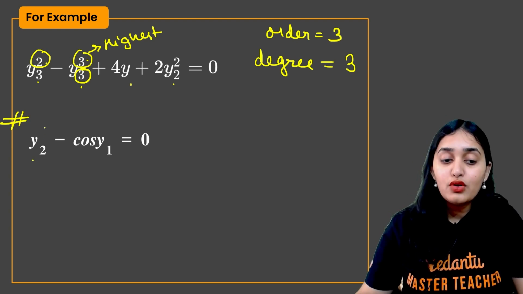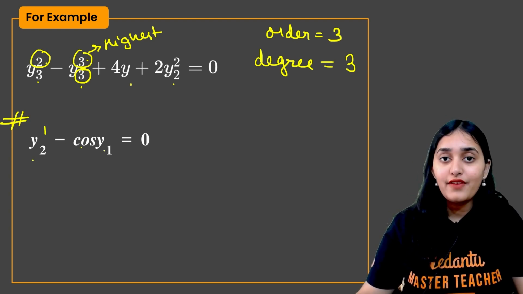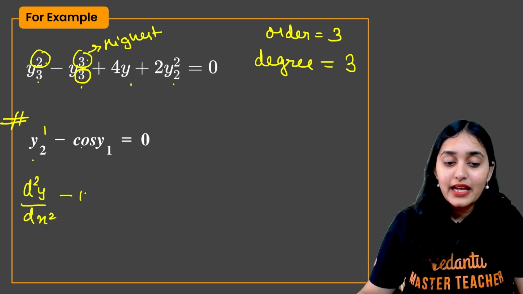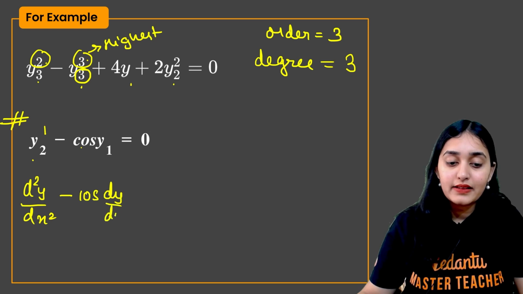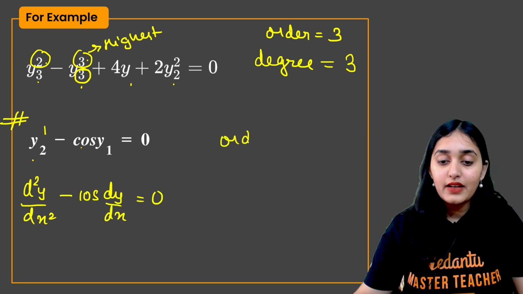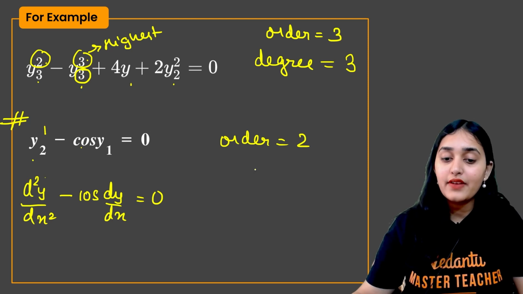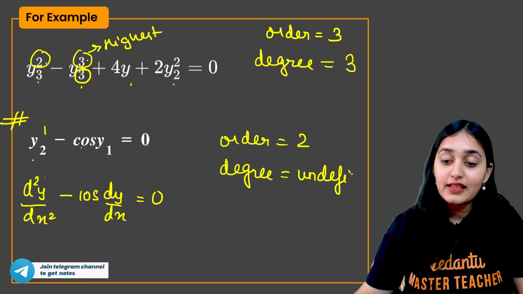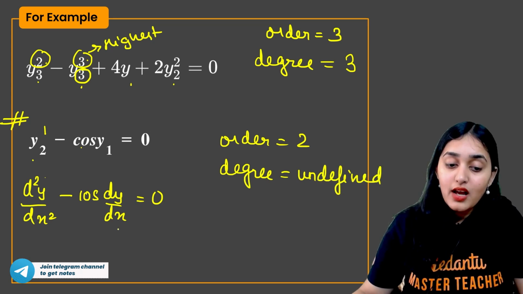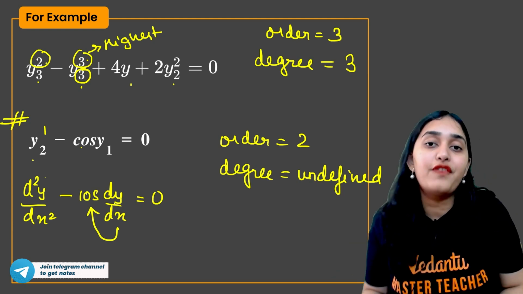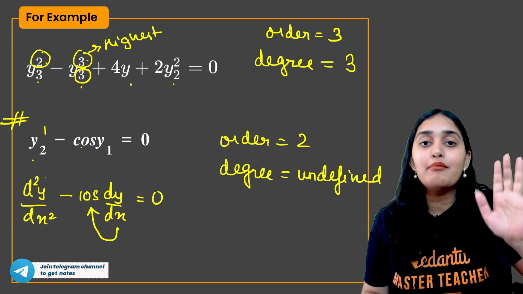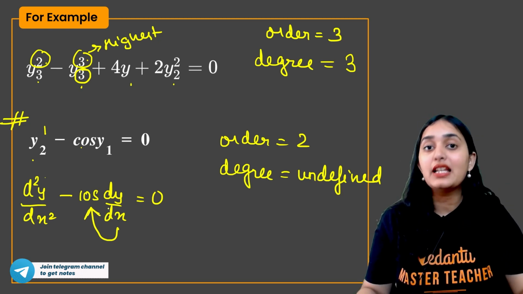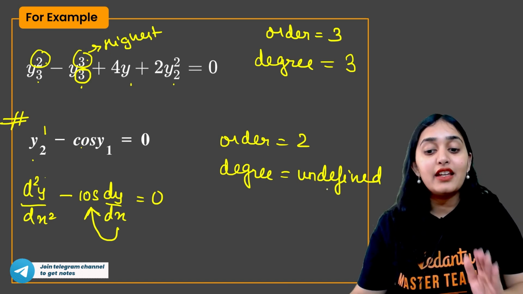Clear? Next, now this is a very interesting question. Focus. y2 to the power 1, cos of y1. So this equation is basically d square y by dx square minus cos of dy by dx. Now here the order will be 2 because the highest order derivative is 2, but the degree will be undefined. The answer is undefined. Why? Because this derivative is inside the cos function. It is not having a whole number as a power. It is not a polynomial function. This is a trigonometric function. So the degree will be undefined.